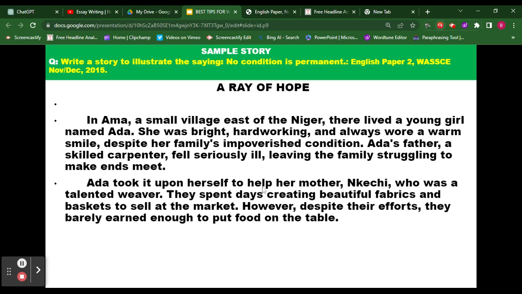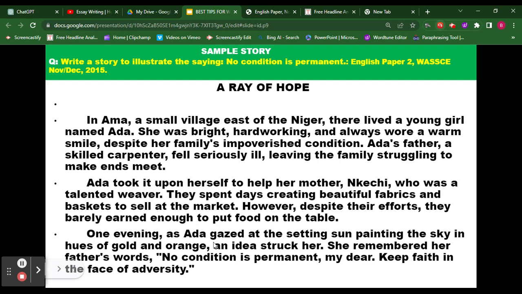Ada took it upon herself to help her mother, Nkechi, who was a talented weaver. They spent days creating beautiful fabrics and baskets to sell at the market. However, despite their efforts, they barely earned enough to put food on the table. One evening, as Ada gazed at the setting sun painting the sky in hues of gold and orange, an idea struck her. She remembered her father's words, "No condition is permanent, my dear."